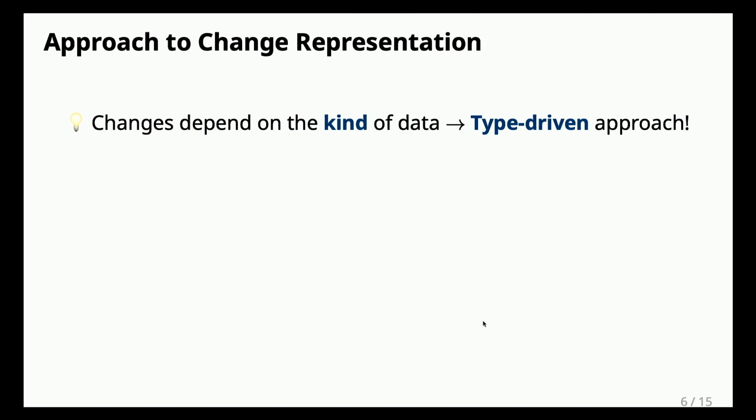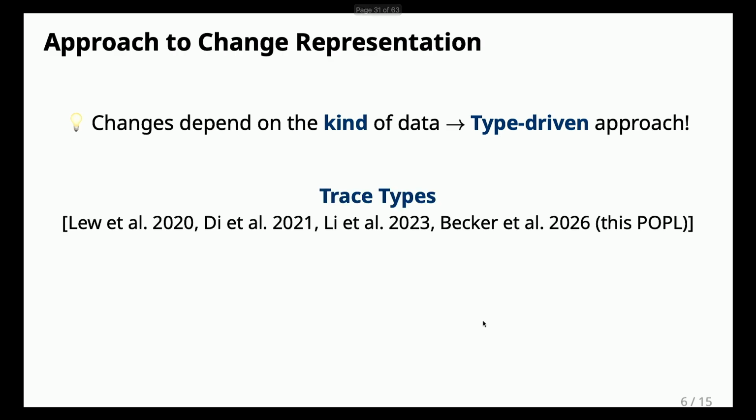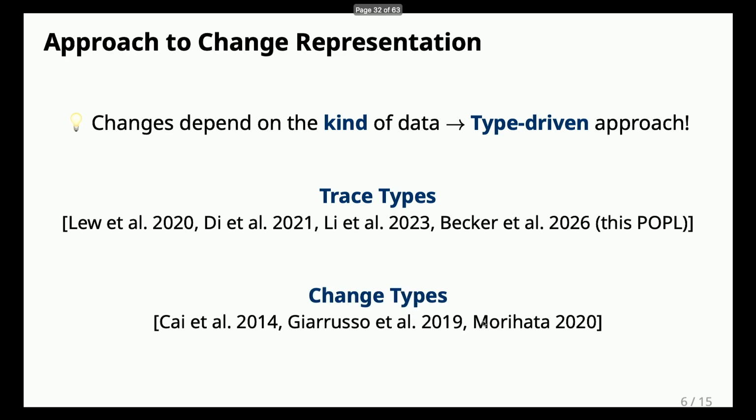Our approach for dealing with this is the following. One key realization regarding the change representation is that the kinds of changes we want to make really depend on what kind of data it is. And this is why we go for a type-driven approach. In particular, we use trace types, which have been mentioned in another talk before already, which have been used for other purposes in the past. And we're going to combine that with another kind of types, which are change types. These were introduced in the incremental lambda calculus.